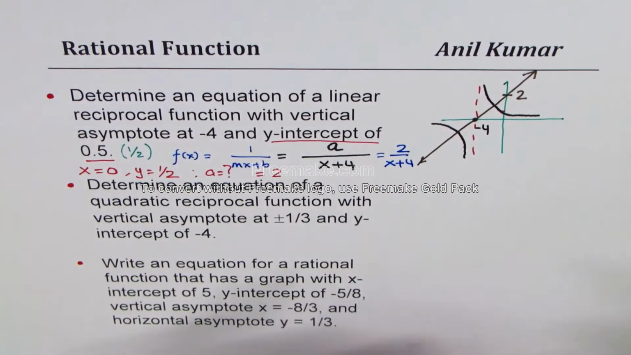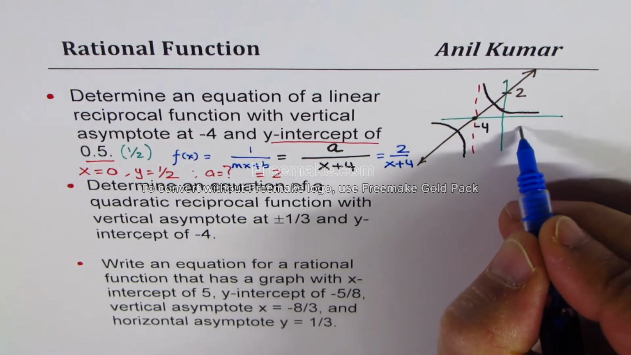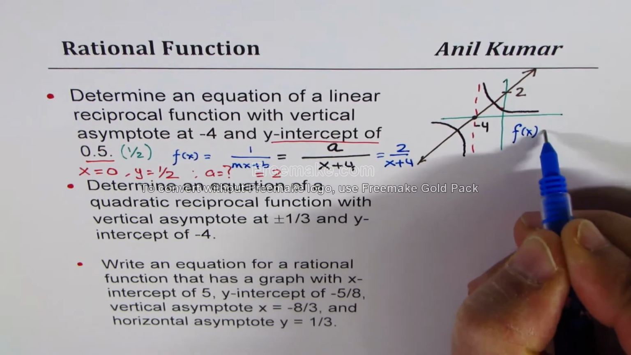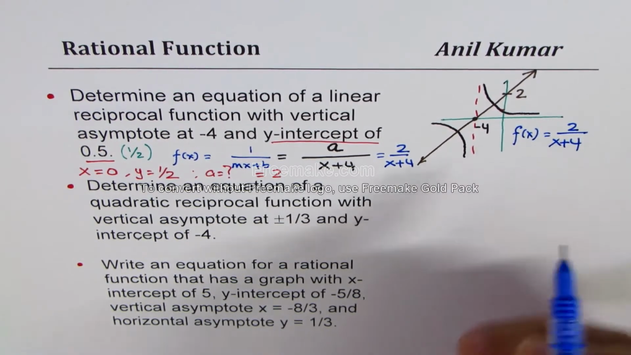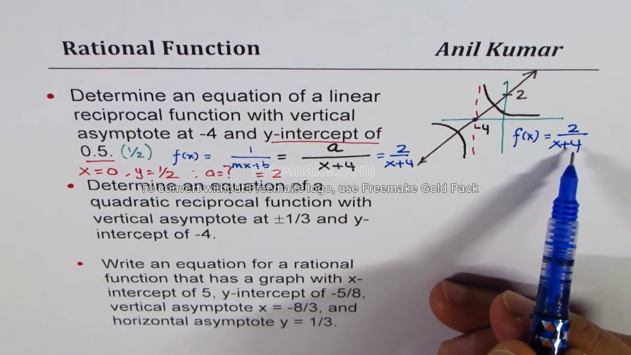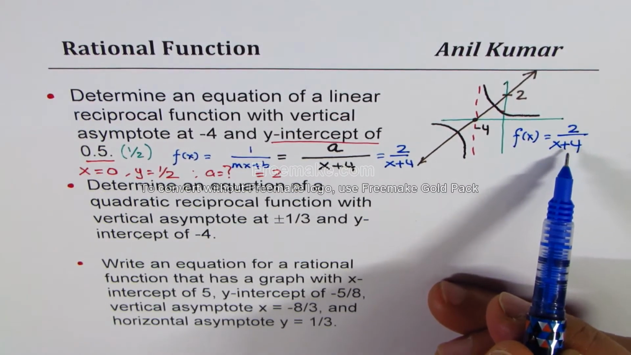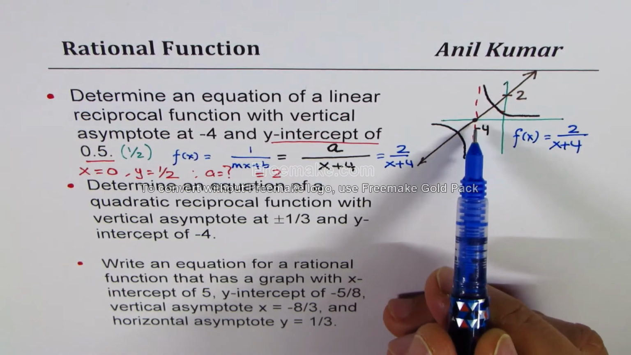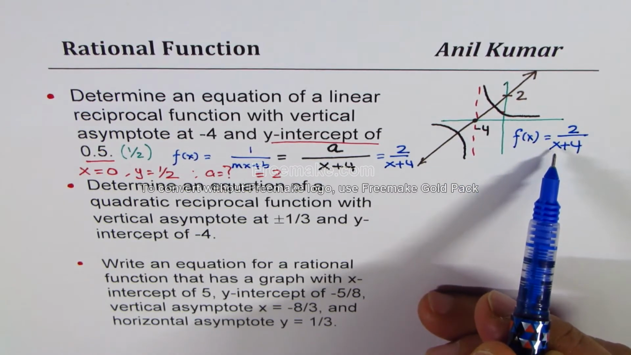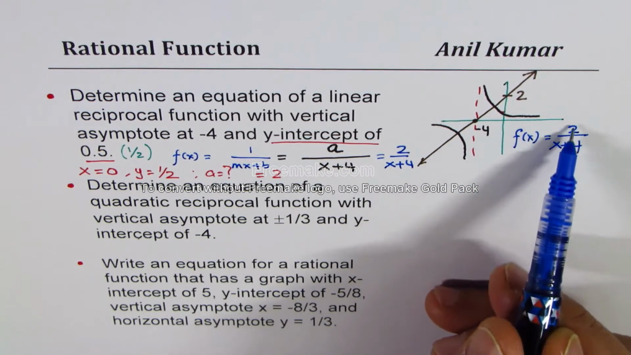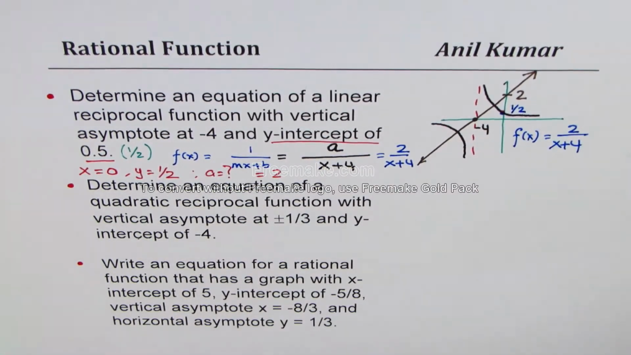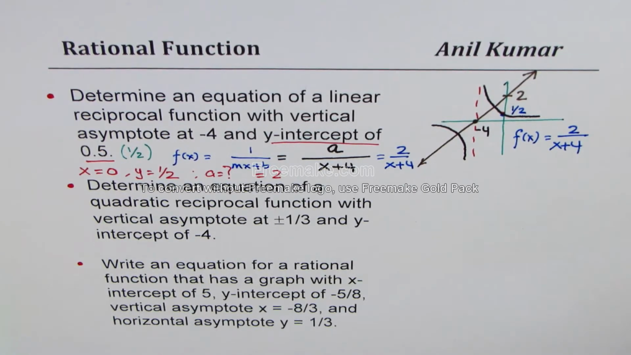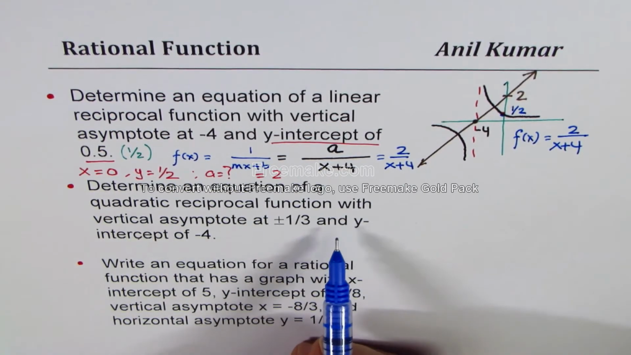Does it make sense? So we got the answer for the first one, which is that the function f(x) should be equal to 2 over x + 4. You can check for this particular function, there will be a vertical asymptote at -4. And if I substitute x equals 0, I get 2 over 4, which is half, and which is this y-intercept. Is that okay? So that is how easily you can get the equation from the conditions. Now let's look into the next one.